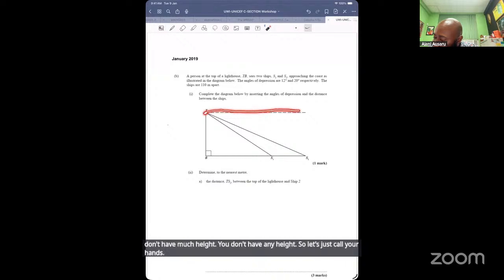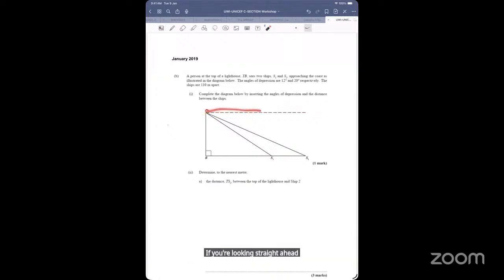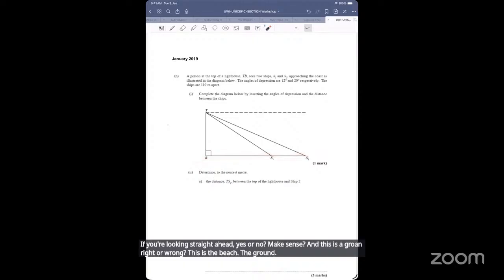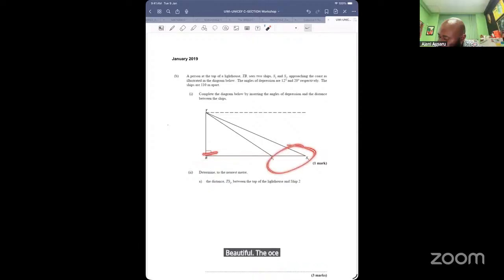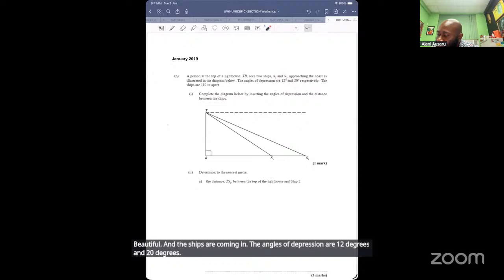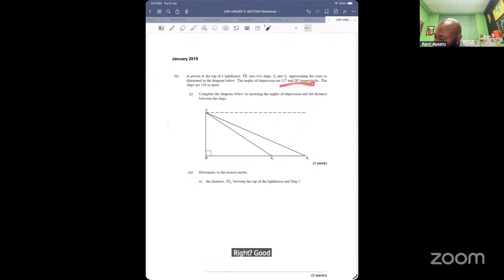This is your line of sight, right or wrong? If you're looking straight ahead. Yes or no? Right. Make sense? And this is the ground, right or wrong? This is the beach. The ground. Correct. Beautiful. The ocean lines up with the ground, right? With the beach, right? Beautiful. And the ships are coming in. The angles of depression are 12 degrees and 20 degrees, respectively.